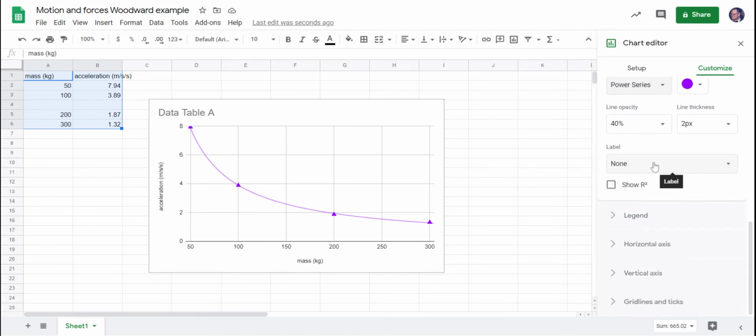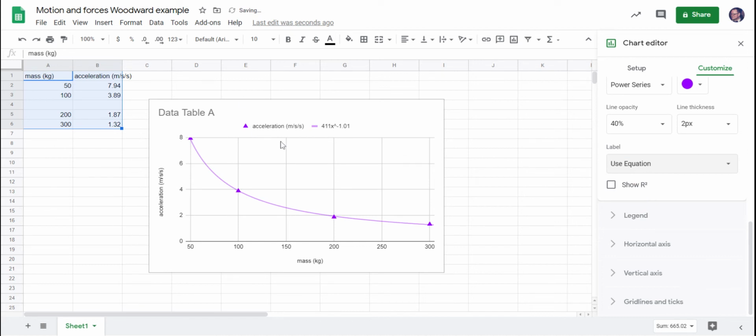The other thing I want you to do is I want you to label your trend line. So I click on label, and I'm going to use the equation. And you'll see that my equation is 411x raised to the power of negative 1.01. Boy, that is confusing.